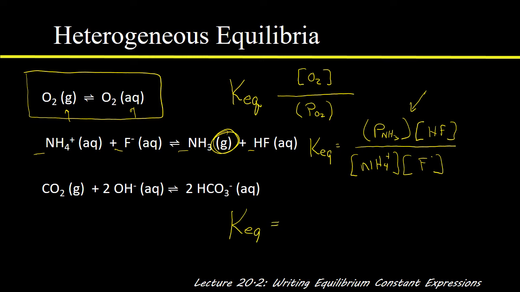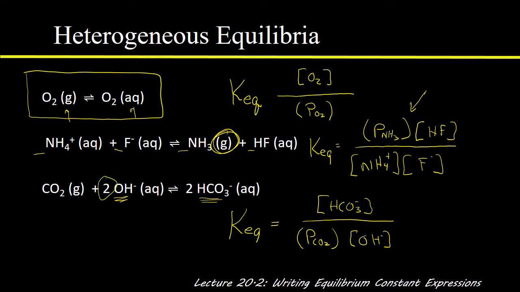All right. We got our products, which is hydrogen carbonate ions. That's a soluble species, so we'll use molar concentration. And on the left side for our reactants, we've got CO2, which is a gas, so we'll use partial pressure of CO2. And we've got hydroxide ions, soluble, so we'll use molar concentration there, and we've got 2 stoichiometric coefficients. So we need a 2 there and a 2 there.